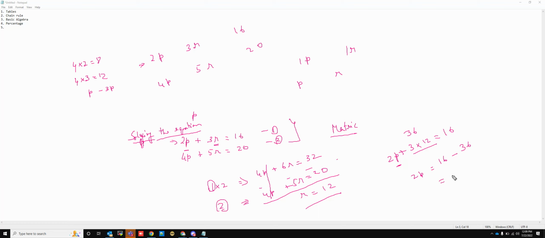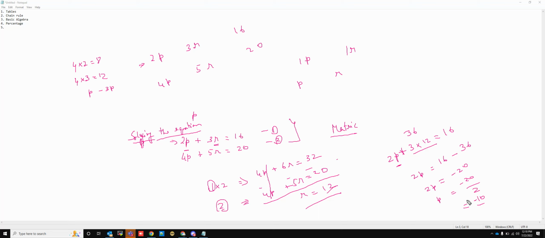So this will be minus 20, correct? 2p is equal to minus 20, p is equal to minus 20 by 2. This is multiplication, right? If this comes here, it will be division. So here it is plus. If it goes this side, it will be minus. So keeping one thing on one side, you have to take other things to the other side. Plus will become minus, multiplication will become division. So this becomes minus 10. So the solution for this is r is equal to 12, p is equal to minus 10.